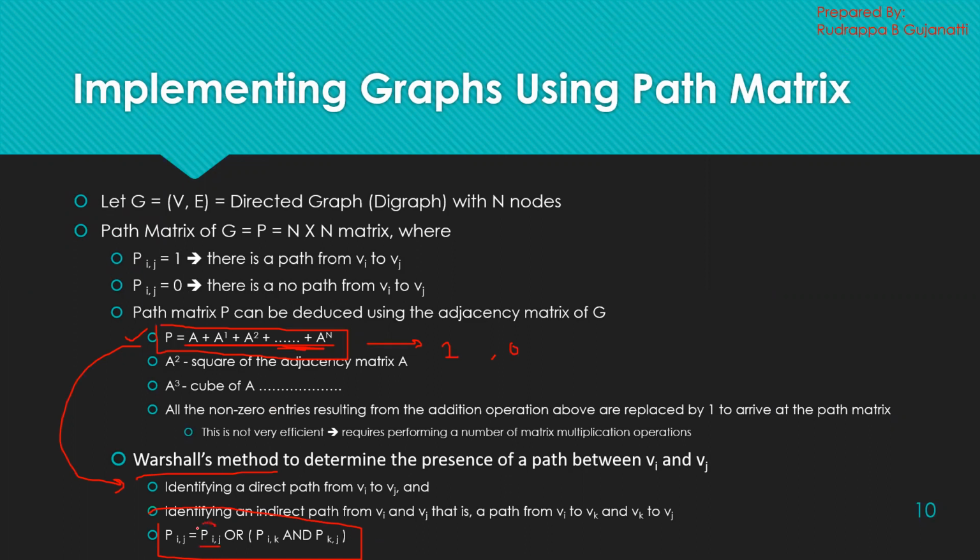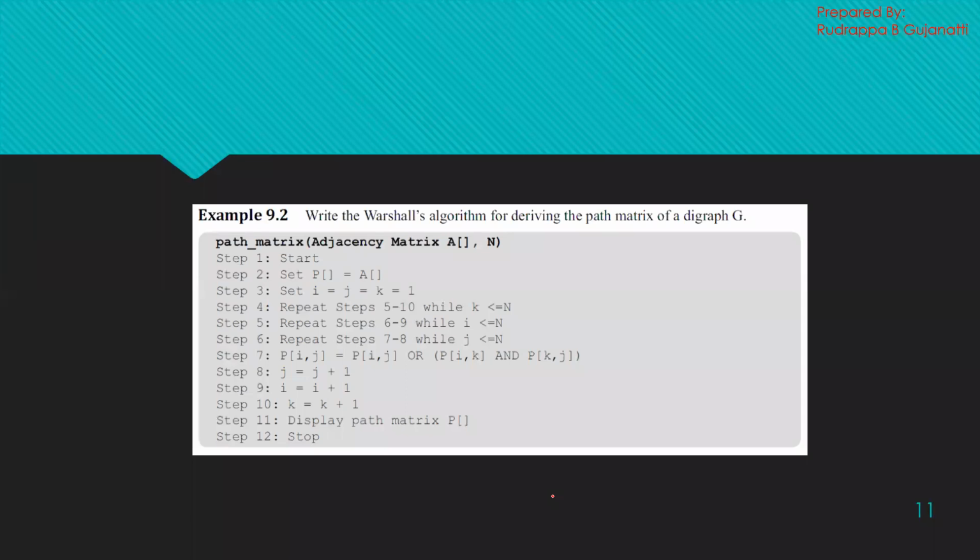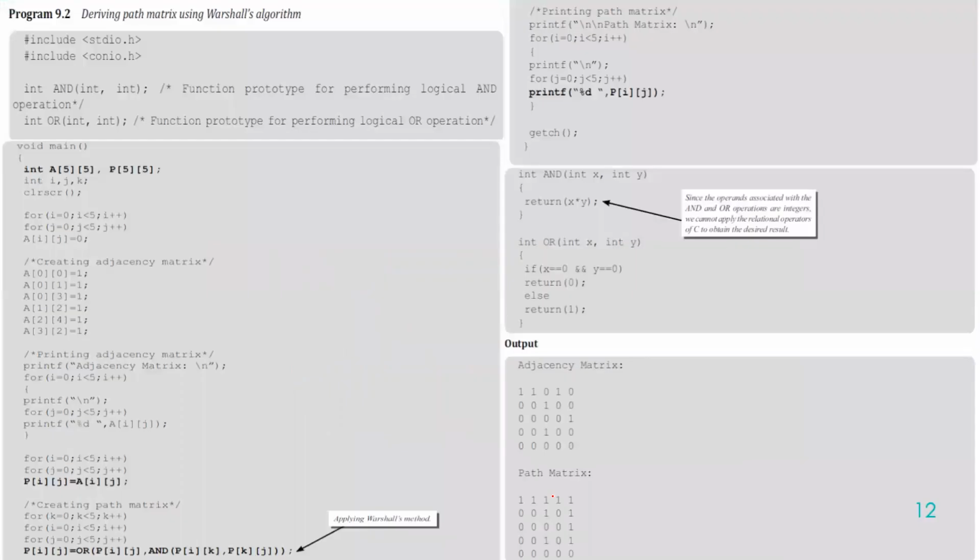So P of ij implies whether there is a direct path. So we had, say, 1 to 3, whether there is a direct path, or else is there any other indirect path. That is, first I reach 1 to 2 and then 1 to 3. So that is what this is specifying. If there is a direct path from 1 to 3, use this, or if you have 1 to 2 and 2 to 3, if that is possible, you use that. So that is how you are building the path matrix using the Warshall's method. That is what we had discussed in the previous sessions.